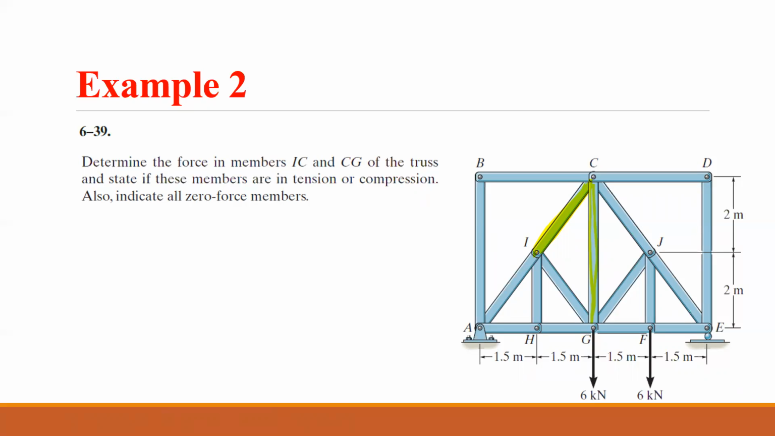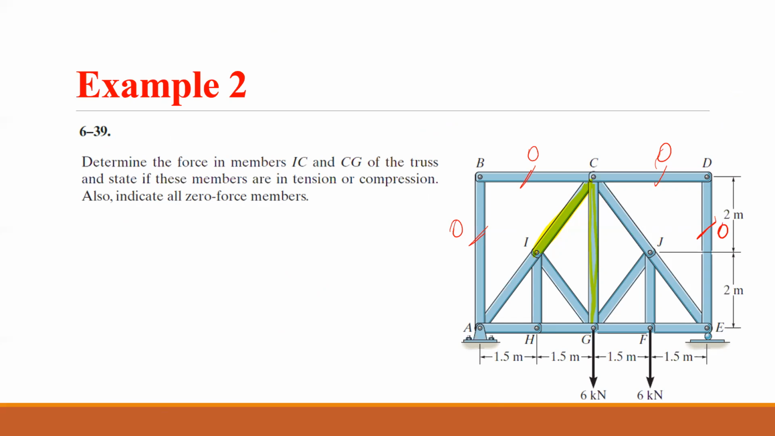So from zero force members, you remember if we have two non-collinear members without any external force or support, they are zero force members. So AB and BC are zero force members. Similarly, DC and DE are zero force members. Now we are going to find the internal force in this one.